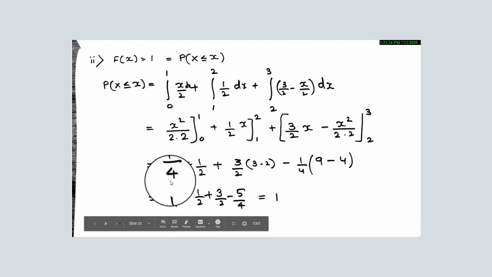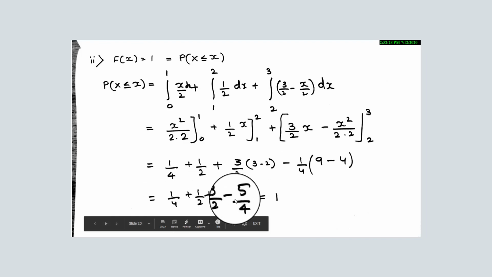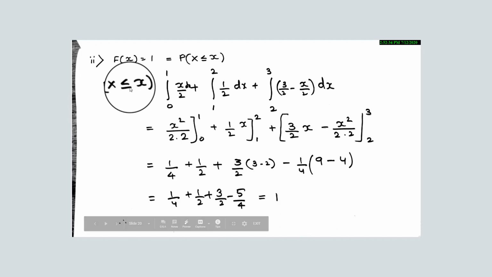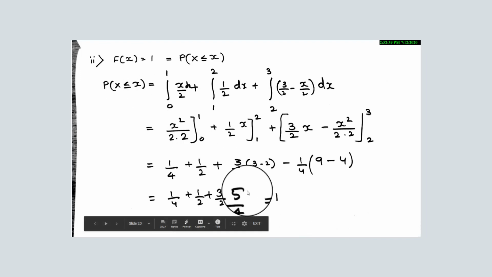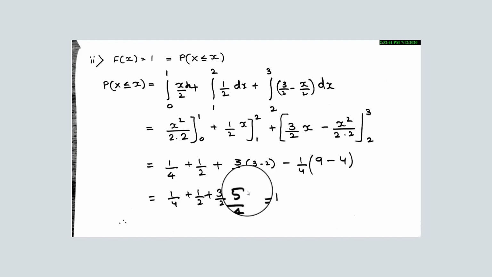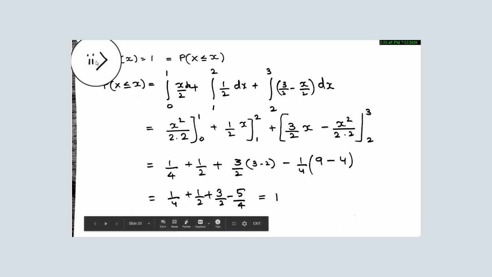Now which is again simplified as 1 by 4 plus 1 by 2 plus 3 by 2 minus 5 by 4 is equal to 1. Now when I got the value of P of X less than or equal to x equal to 1, that means the cumulative distribution function is always defined for F of x equal to 1, hence it is satisfied.